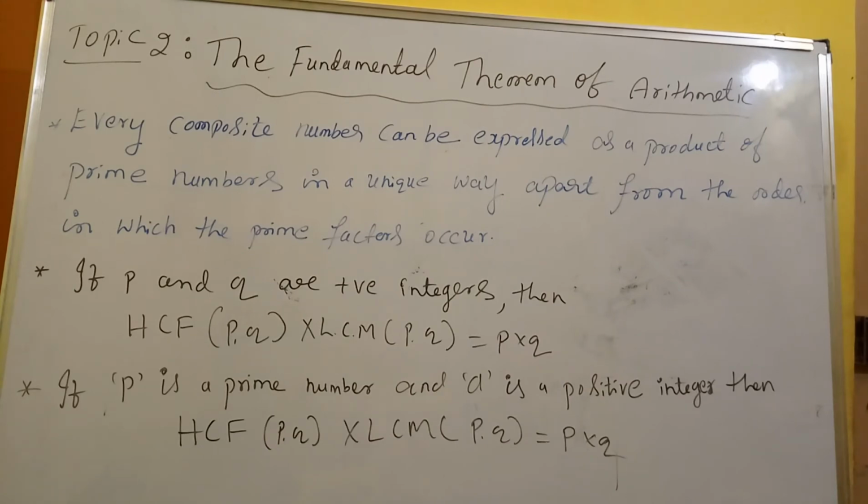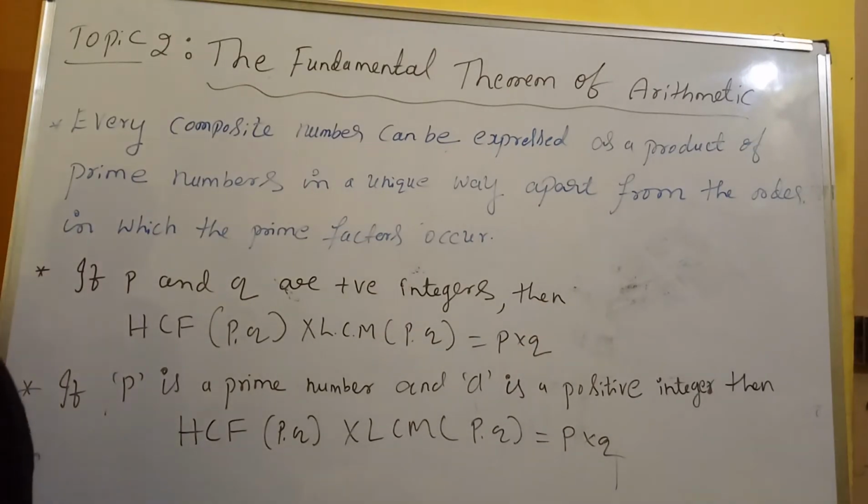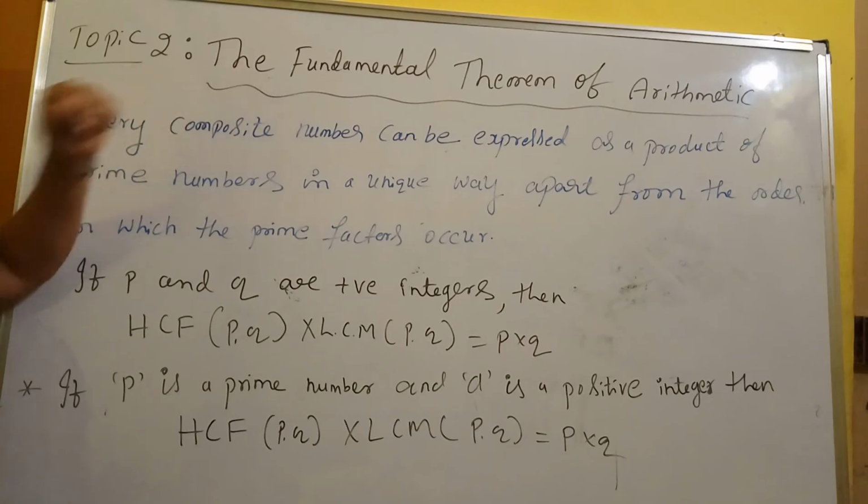Okay, now come to the second topic of real numbers. The second subtopic of real numbers is the fundamental theorem of arithmetic. What is the fundamental theorem of arithmetic? In the last session we learned that real numbers consist mainly of 4 topics. The first topic we discussed. Now we are discussing the second topic, the fundamental theorem of arithmetic.